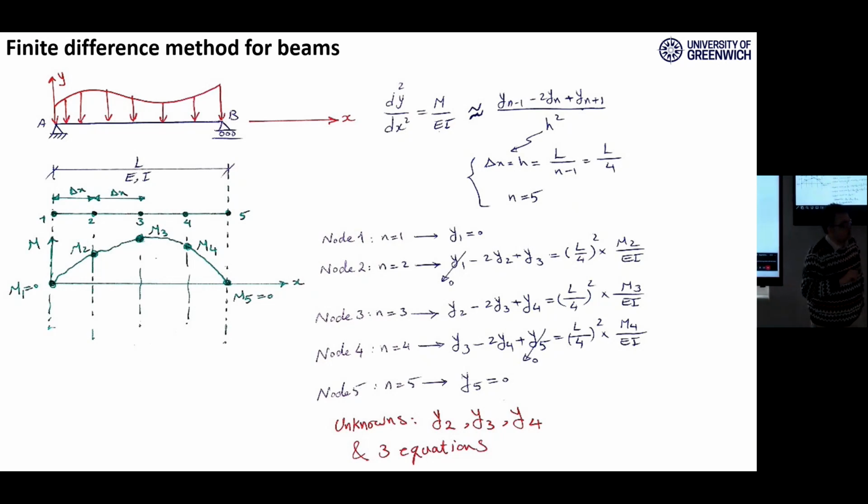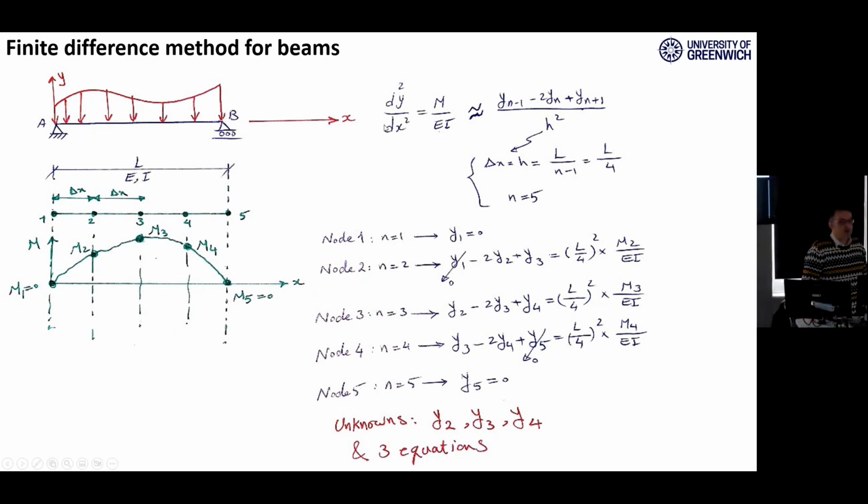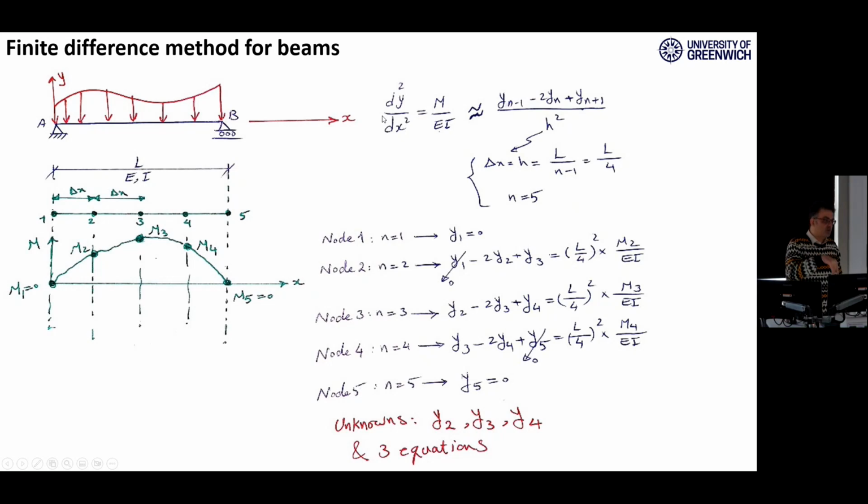When I try to solve this one, I integrate 2 times over the equation, as I did last week, right? When I integrate it, this is the exact analytical solution. But when I replace this with the central approximation of the second derivative, and set it approximately equal to M over EI, this is finite difference. This is an approximation.